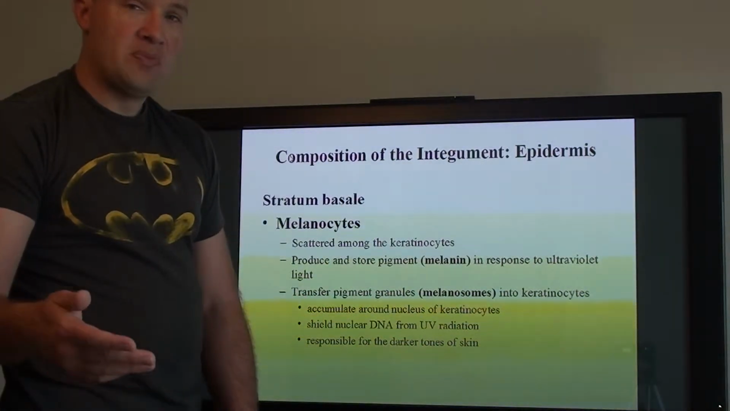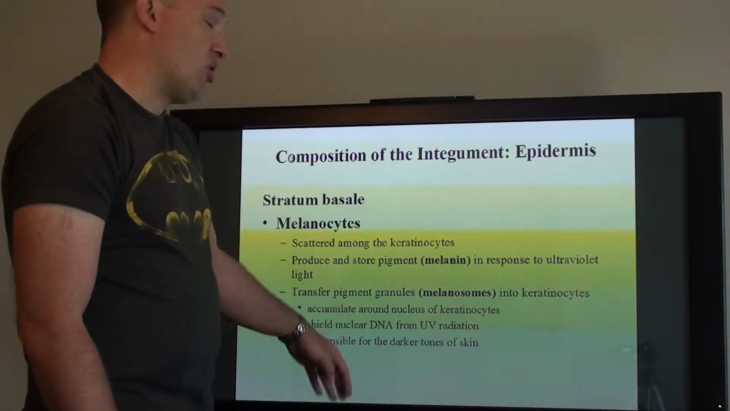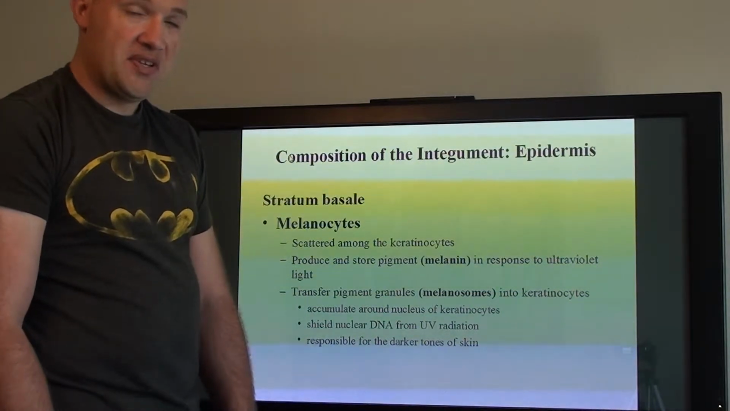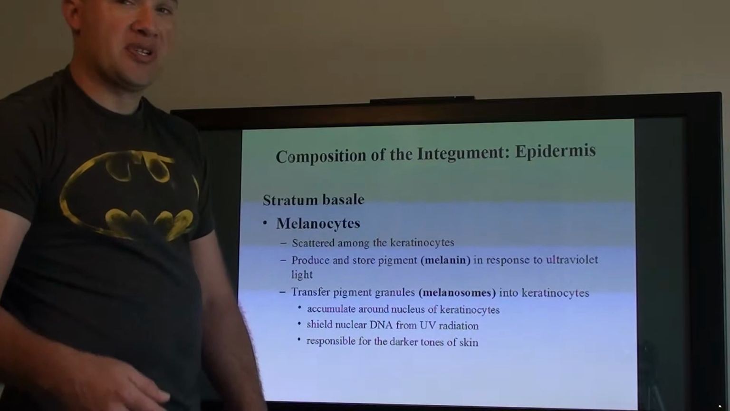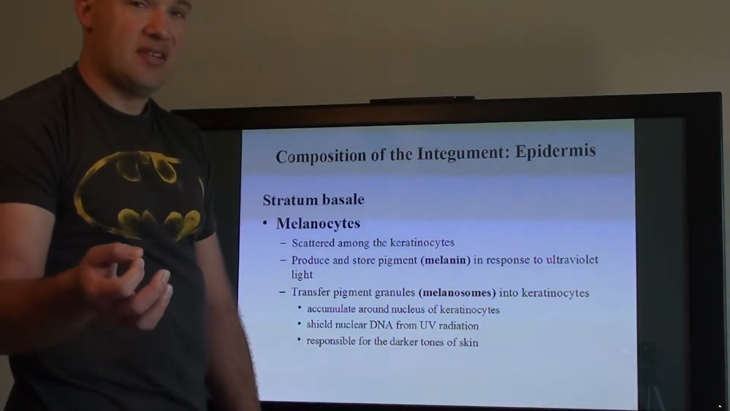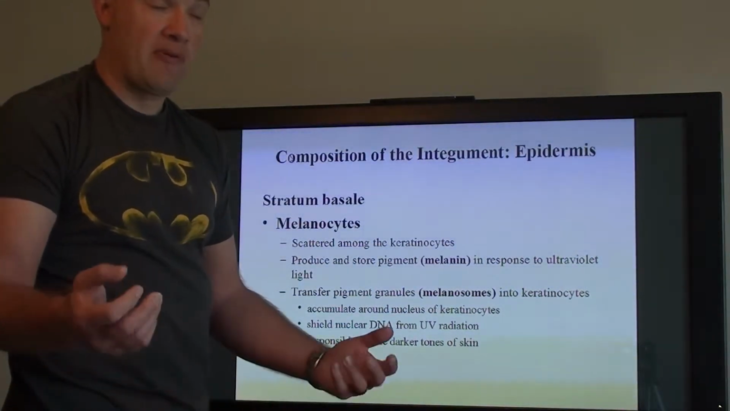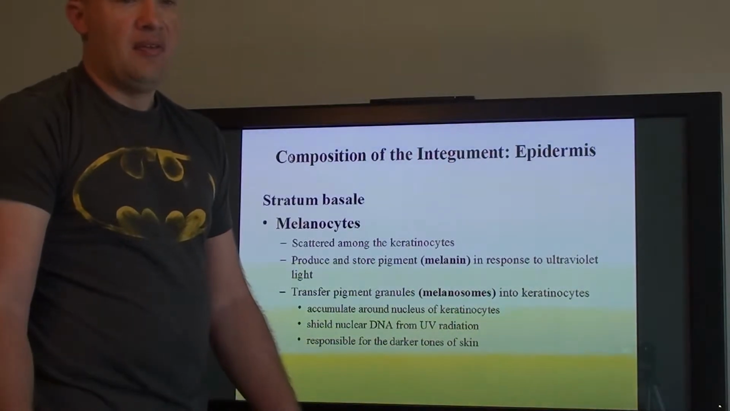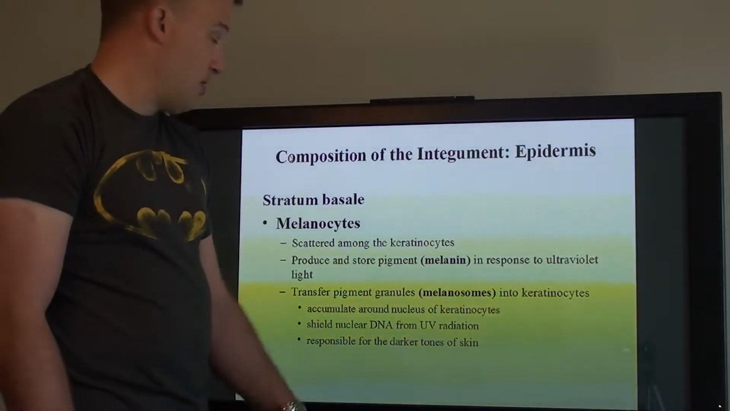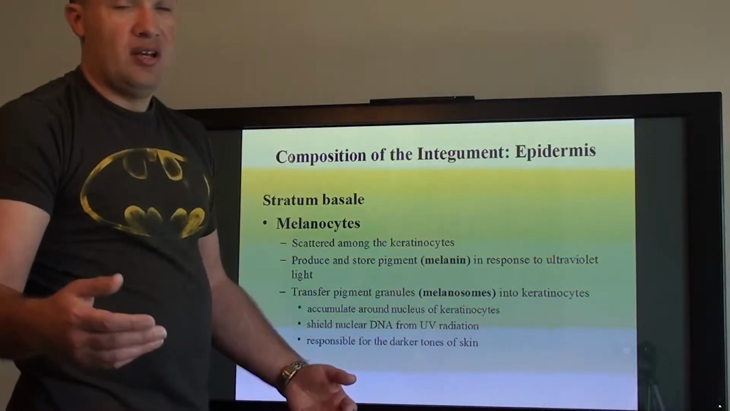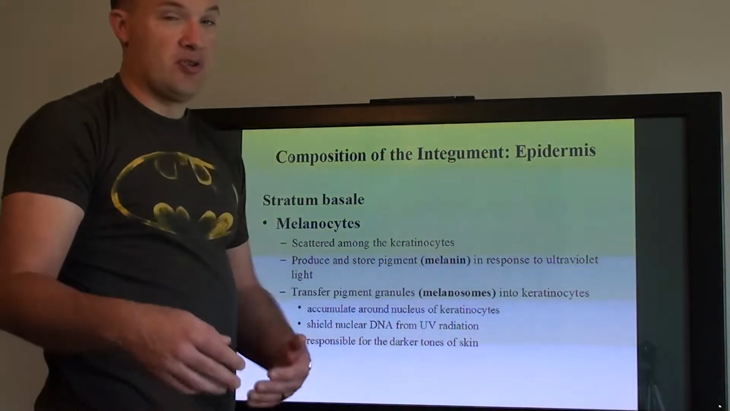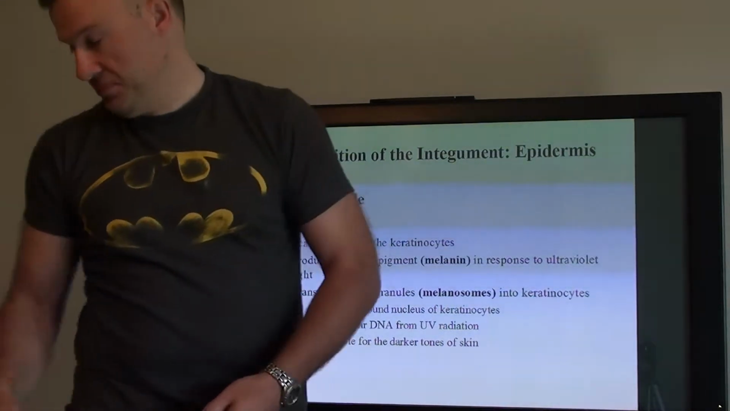The melanosomes, the melanin pigment, it accumulates around the nucleus of these keratinocytes, these skin cells. This pigment helps protect the keratinocytes' nuclear DNA from damage, so we're preventing mutations in it that would cause skin cancer. That's what the melanin's doing. Also, visual indicator, yes, the melanin is responsible for darker tones of skin.